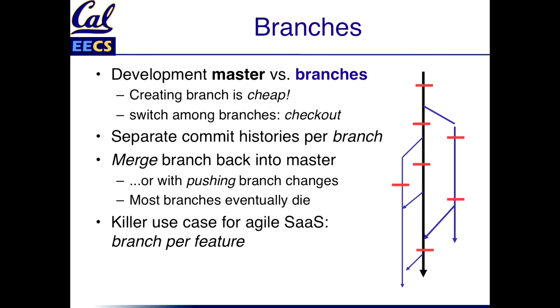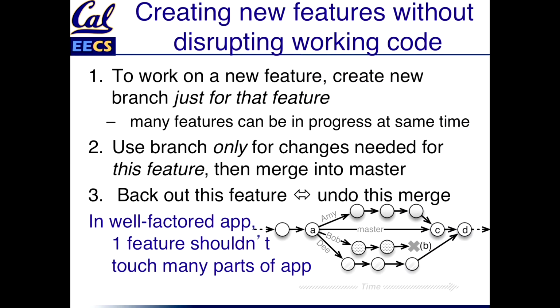But a killer use case for branches, especially in agile development for SaaS, is doing a branch per feature. And the problem that this solves is when you have a project that's stable. Remember, our philosophy with BDD and TDD is always have working code, right? You always want to have a code base that you could, in principle, deploy from. So how do you create new features without destabilizing your working code base? The idea is that every time you're going to work on a new feature, you make a new branch just for that feature. And that may sound like it's overkill, but you'll find if you try creating branches that it takes roughly no time to create a branch, roughly no time to switch back and forth between them.